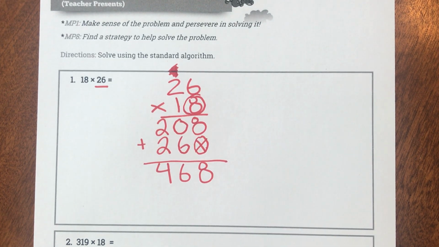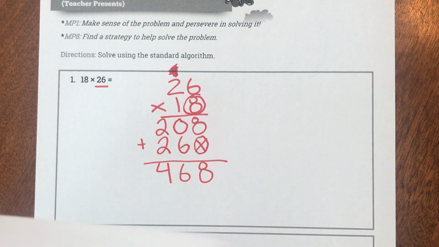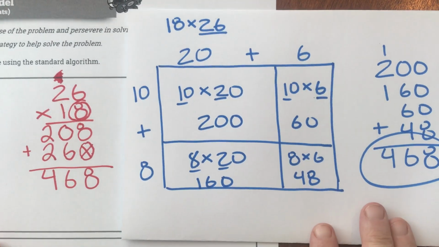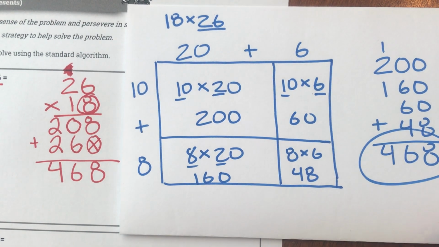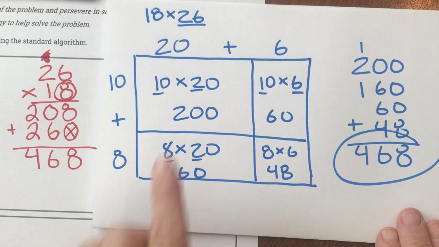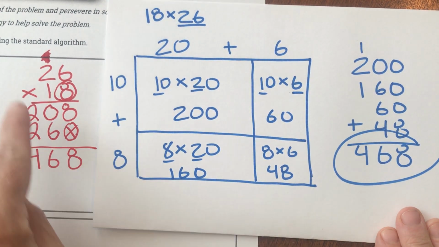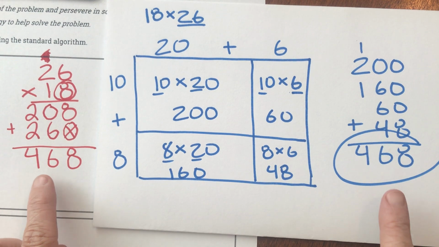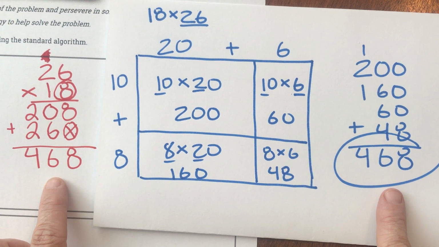Okay, so ladies and gentlemen, I'm going to show you some stuff now and see how this was related. Before I started the video, I had already done this problem using the area model, and I want you to see how it's done using the area model as well. Notice I got the same answer. I did 26 times 18 both times, and both times I got the answer of 468.